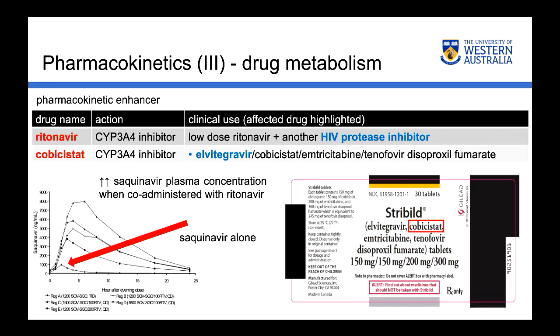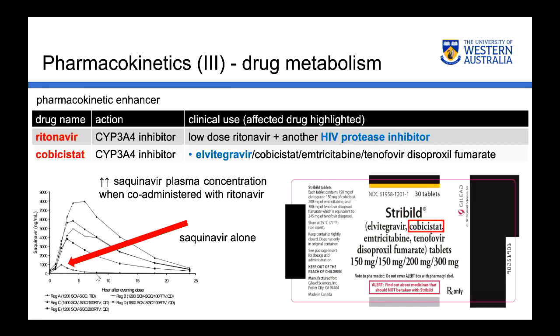So these are examples of drugs where drug-drug interaction is actually clinically beneficial. And these drugs are known as pharmacokinetic enhancers because they are used to enhance the pharmacokinetic properties of the other drugs. Let's quickly look at this example.